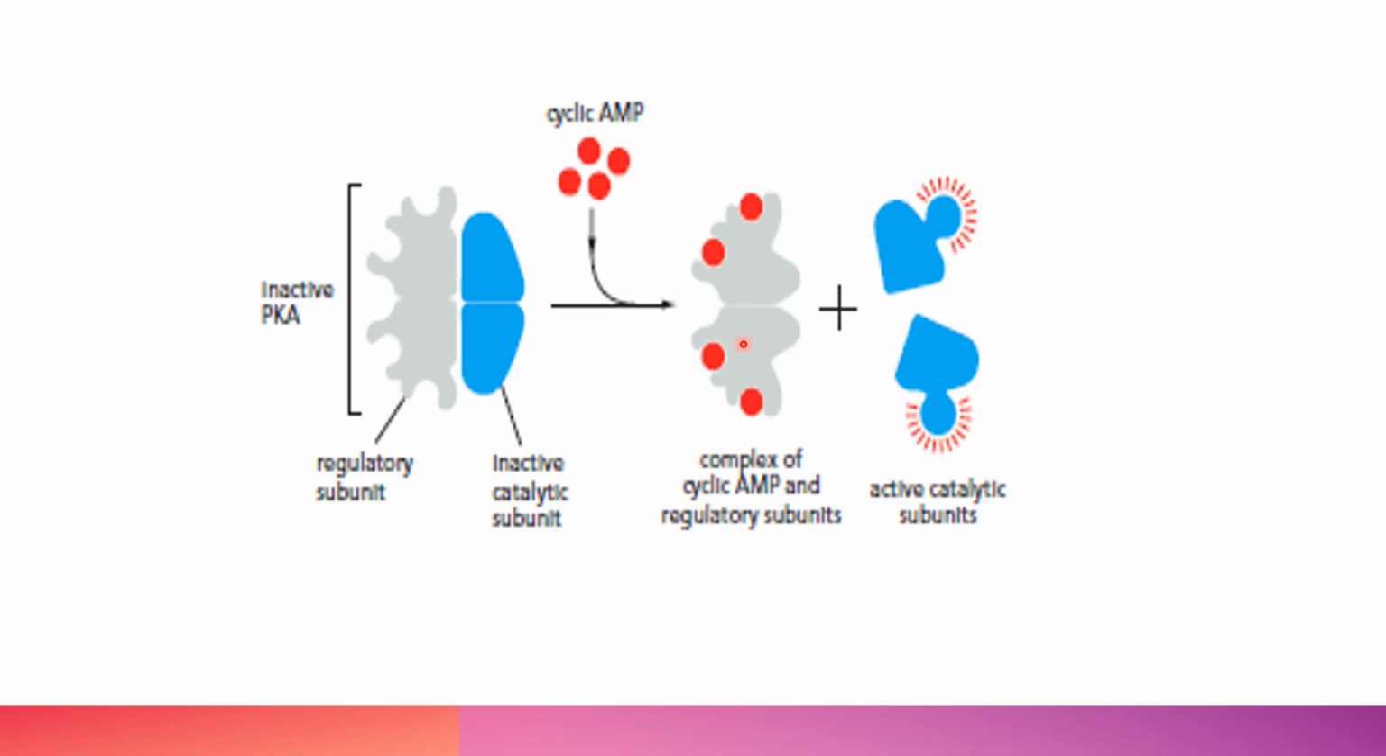Now, once this binding occurs, it will lead to the release of the catalytic subunits and they will now be active. Once the catalytic subunit, the protein kinase, is active, you can see that these active catalytic subunits will have their own set of effector proteins to bind to, and they will lead to activation of these proteins.